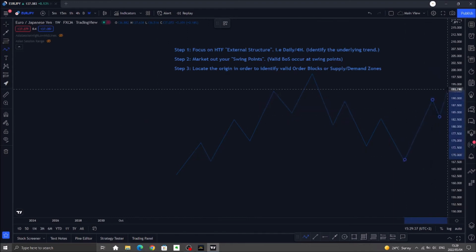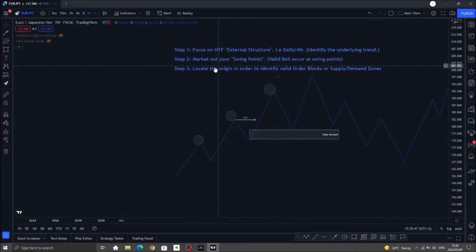All right, so very simple stuff. And then finally, after you have marked out those swing points, what you want to do is go ahead and locate the origin of the break of structure in order to identify your valid order blocks or your valid supply and demand zones.